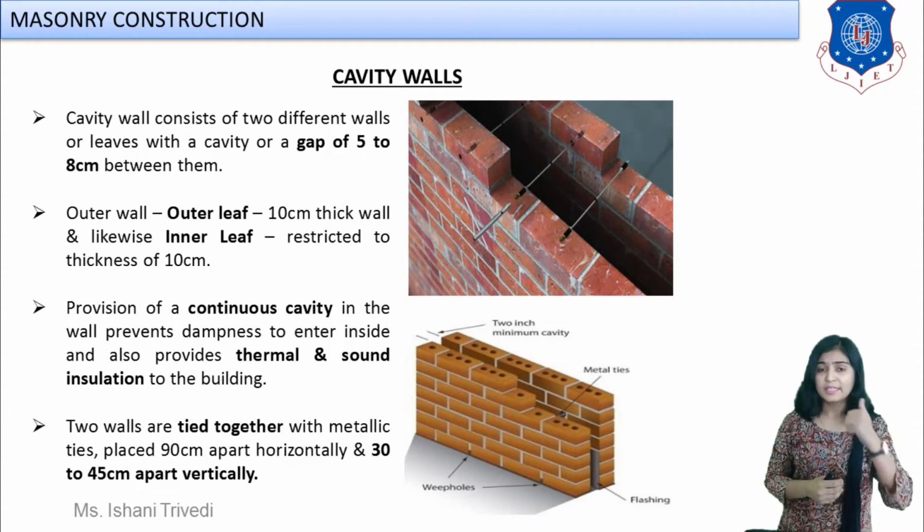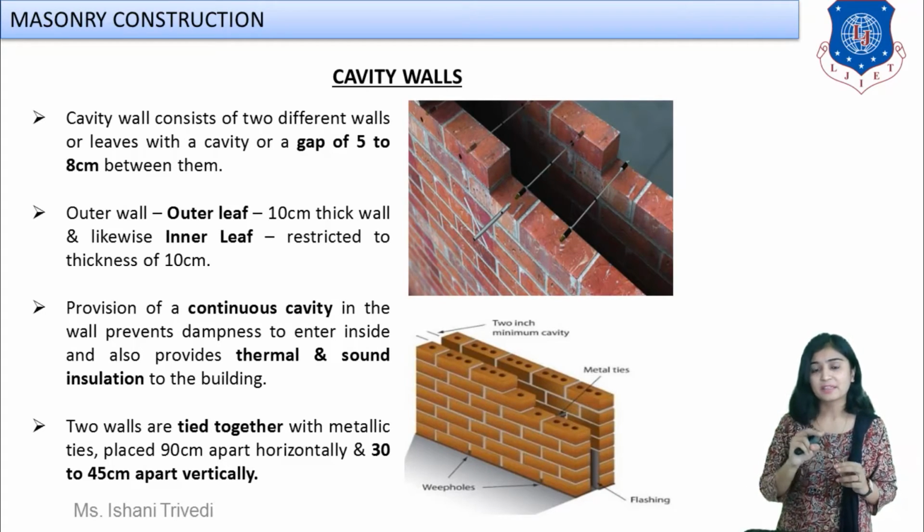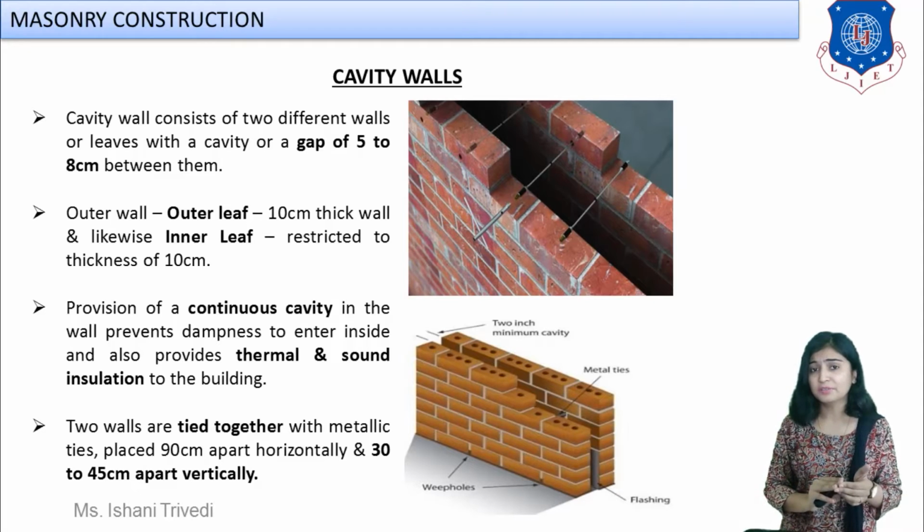Again, look at the first image. We can see that these two walls are connected together, right? Connected together with the help of metal ties. Now, these ties are holding two walls together, right? But they are not allowing them to be connected directly to each other. So there is no close contact between the two walls, but they are indirectly connected to each other with the help of metal ties.